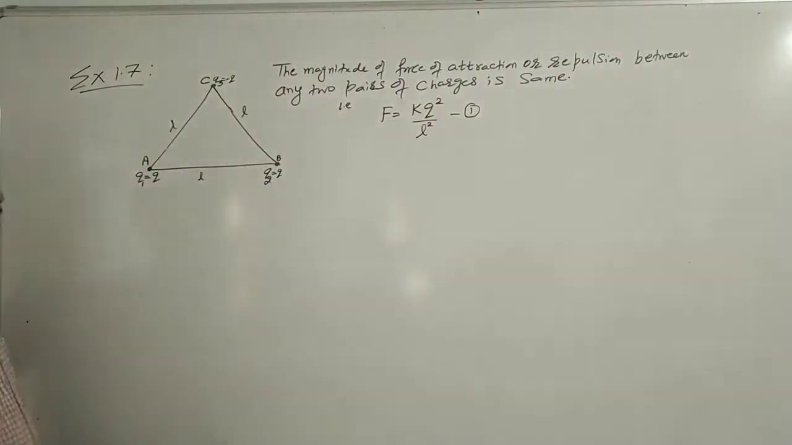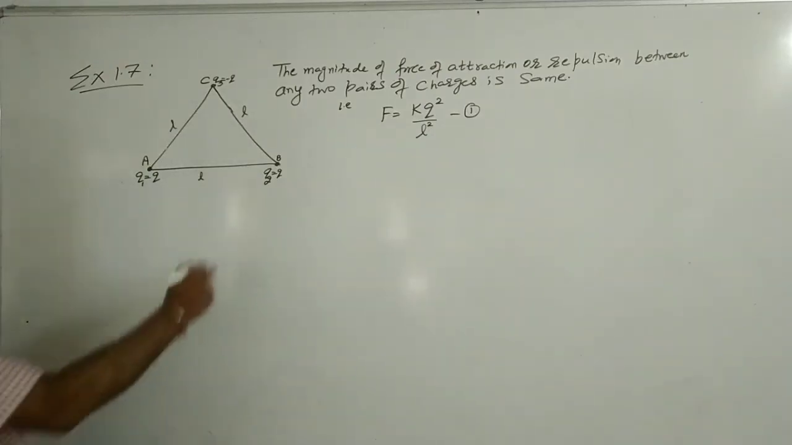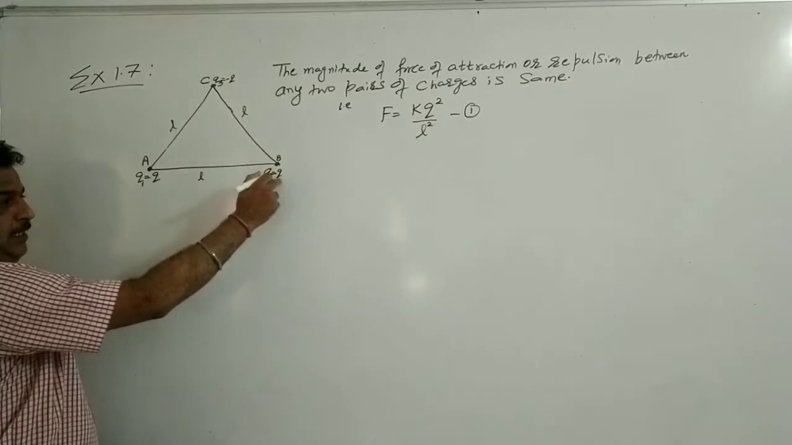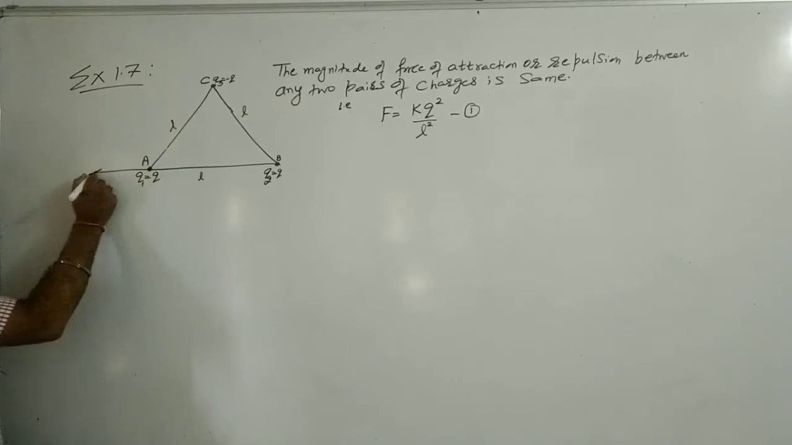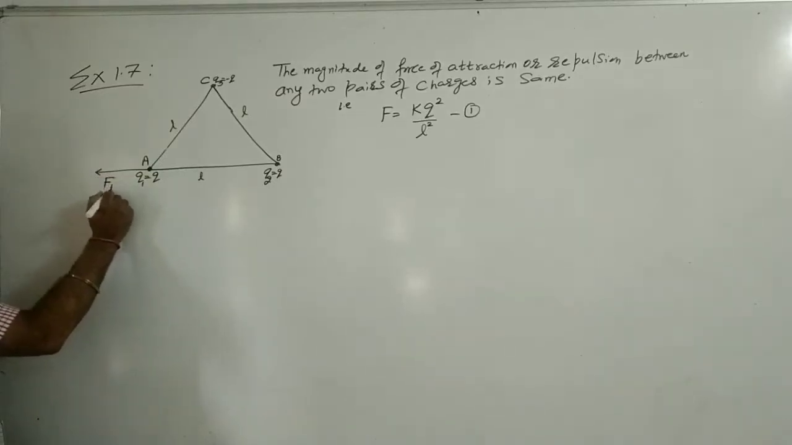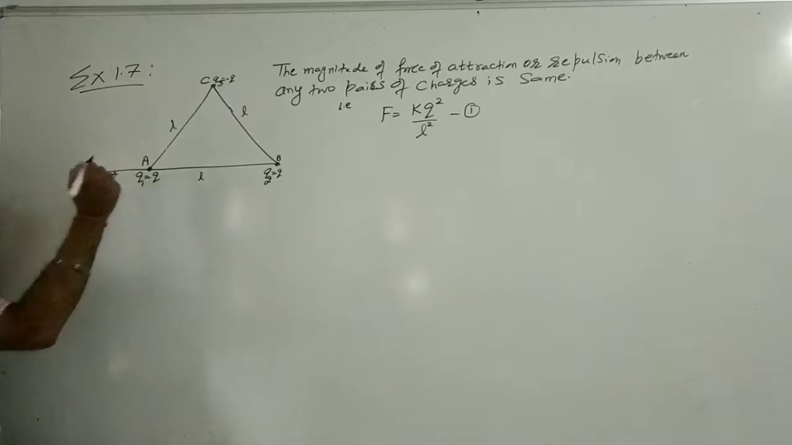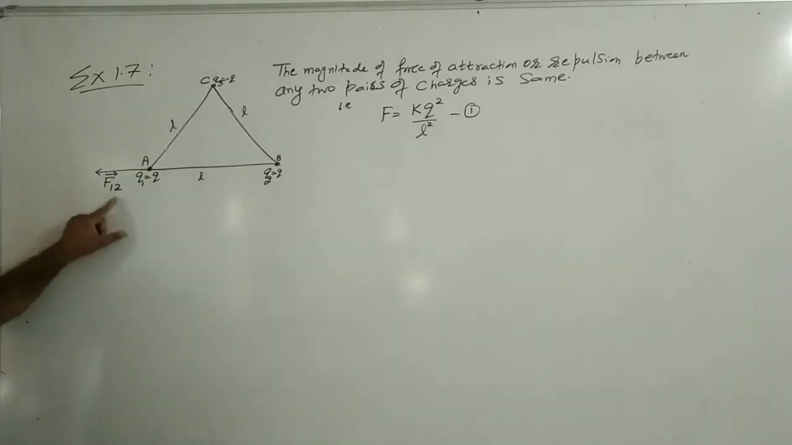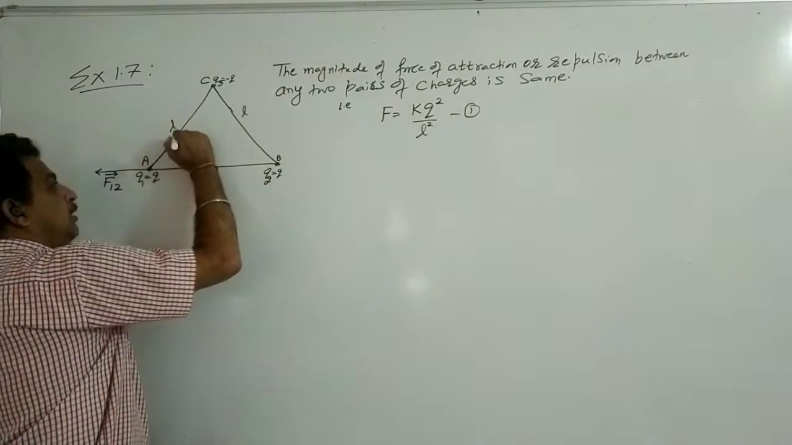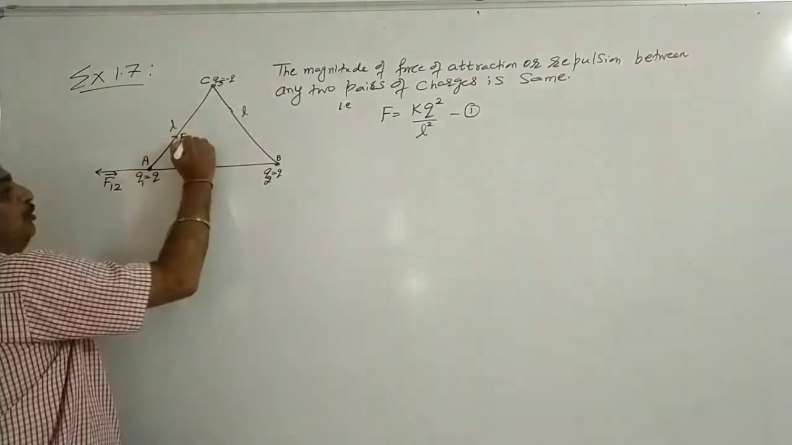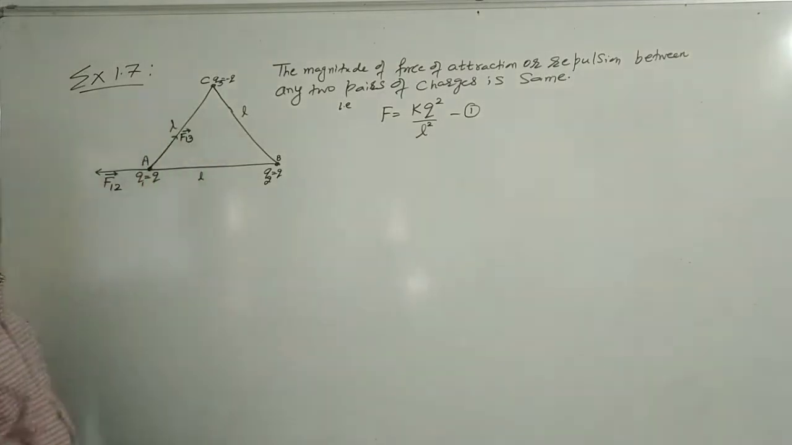Now I have to find out the force acting on the charge Q1. Clearly the charge at B will repel A. So this will be referred to as the force acting on 1 due to 2, that is F12, as per Coulomb's law. And we know how to write this subscript. It will be the force acting on 1 due to 2. So there is a force of repulsion. C is a negative charge, so this will be the force acting on 1 due to 3.